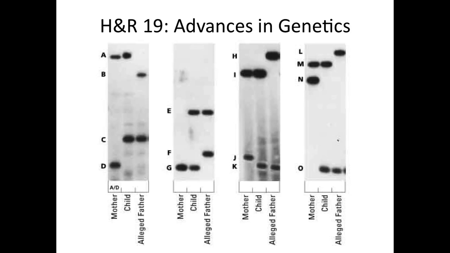So if, for example, in here there's a mother and a child, and then four potential fathers, what we can do is analyze the DNA and figure out who the father is based on how the banding patterns match up. These bands represent different alleles for particular genes. And so clearly you have to get one from mom and one from dad.